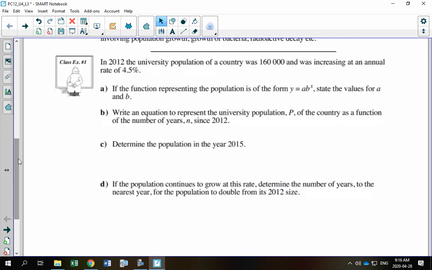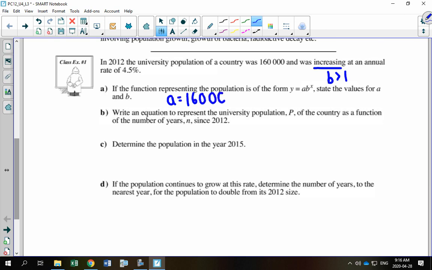Okay, number 1. In 2012, the university population of a country was 160,000 and was increasing, so b will have to be greater than 1, at an annual rate of 4.5%. If the function representing the population is of the form y equals a b to the power of x, state the values of a and b. a will typically be your initial value. In this case, we started with an initial population of 160,000. And then our b has to be increasing by 4.5%.